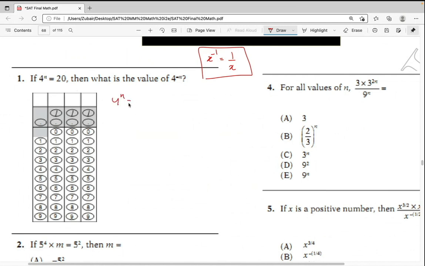So 4 raised to power n equals 20. So 4 raised to power negative n would be minus 1 over 20? Would it not be negative 1 over 20 or just 1 over 20? Just 1 over 20. See, the question is 4 raised to power minus n. This would be 1 over 4 raised to power n. Now I'm just replacing the denominator with 20. Okay.